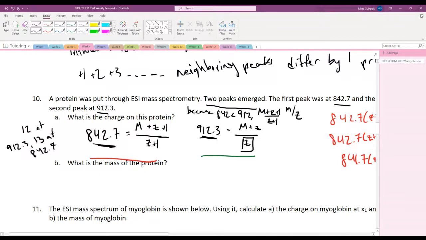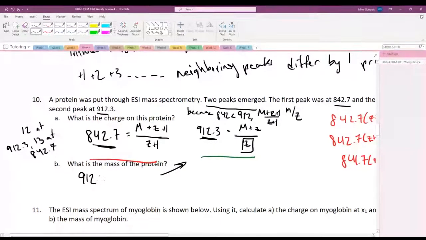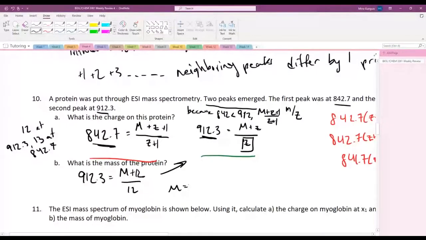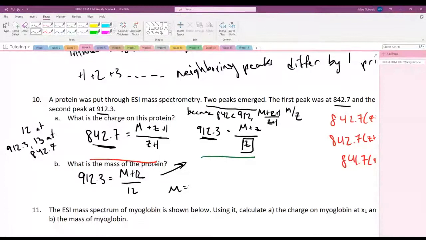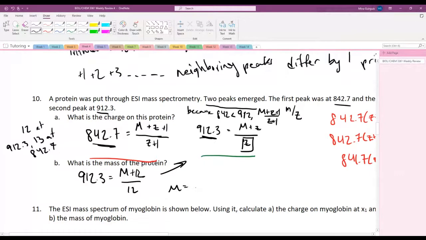Okay, and now we have, in my opinion, the easy step once you've done all of this hard work and system of equation nonsense: what is the mass? Well, I'm just going to take this equation because it's easier, and I'm going to say 912.3 equals M plus 12 over 12, and therefore M must be, and that's it. It's a much, much easier system because you just have to multiply and then subtract, and the number you get out of it is 10.9 kilodalton. That's it. See, that one was a lot easier.